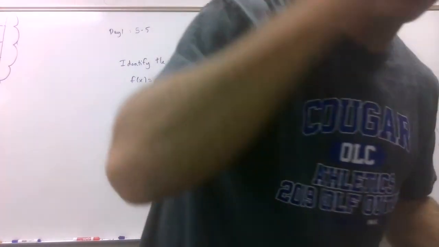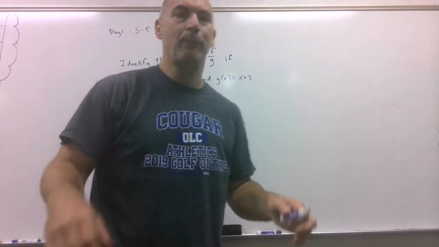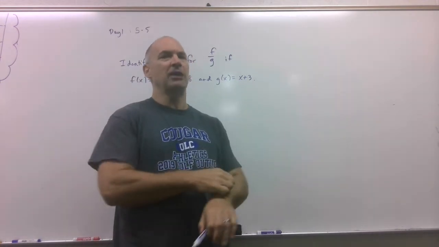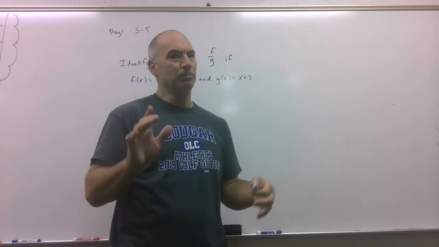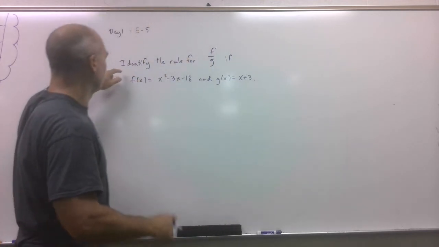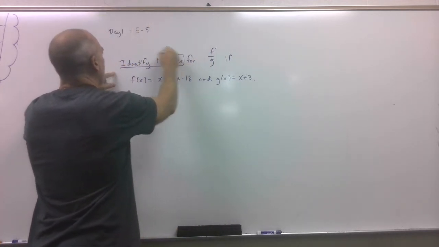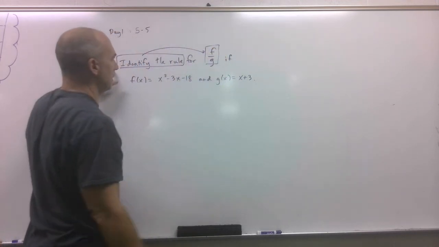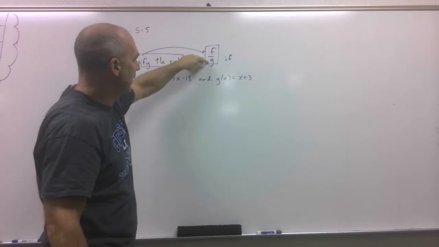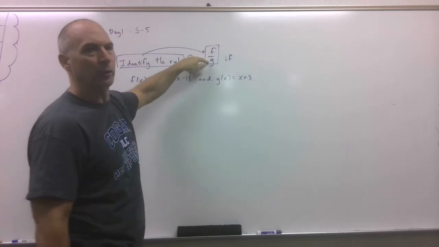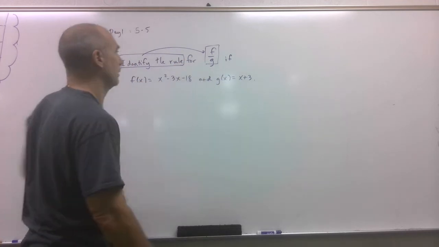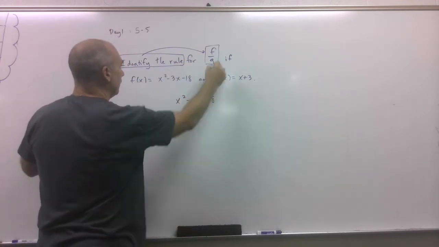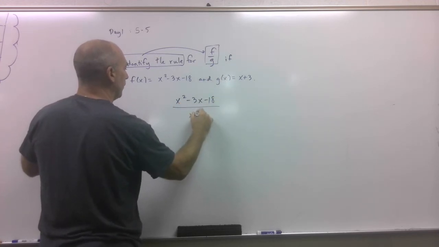Last problem from your sample problems. Again, you kind of have to meander through the confusing language in this section. But at the end of the day, the math is pretty simple. So it says identify the rule. So all they're saying is do this. Well, what does that mean? Take the function f, divide it by the function g. Very similar to one of the problems in the pre-lesson. So f is x squared minus 3x minus 18. G is x plus 3.